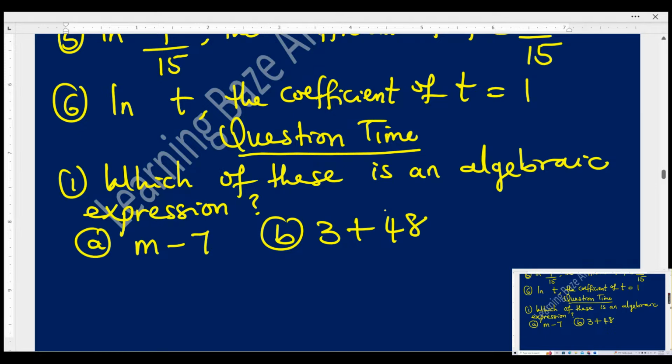When you see an algebraic expression, you will know that algebraic expressions deal with symbols. We use symbols to represent numbers in algebra. Okay, in algebra, we use symbols or letters to represent numbers or a given quantity.